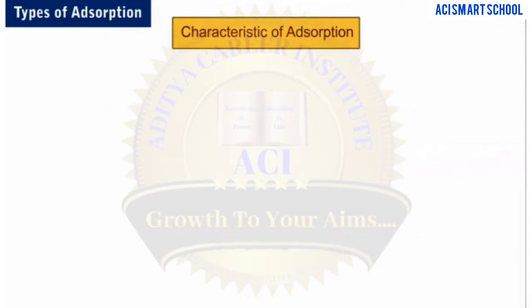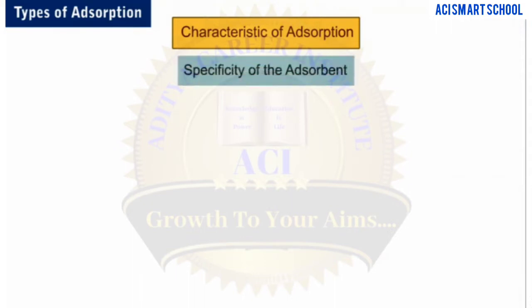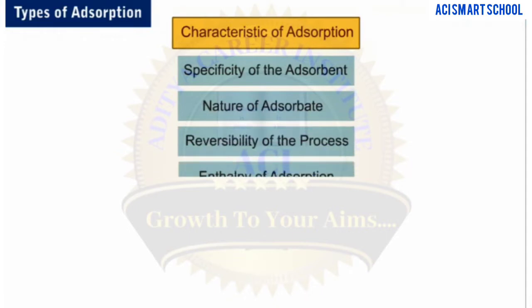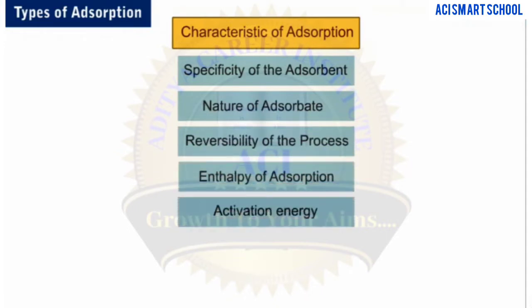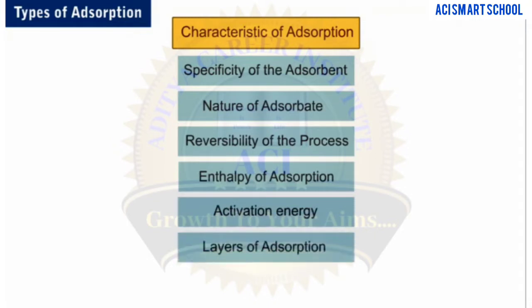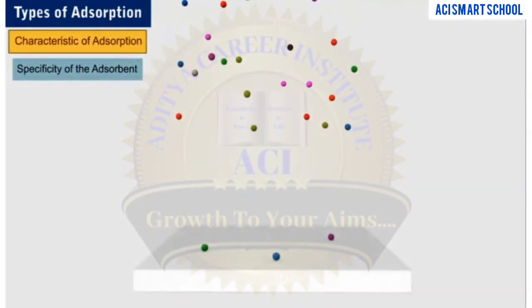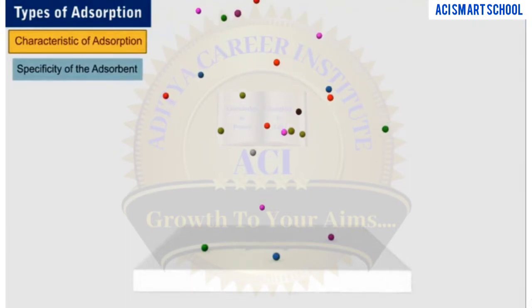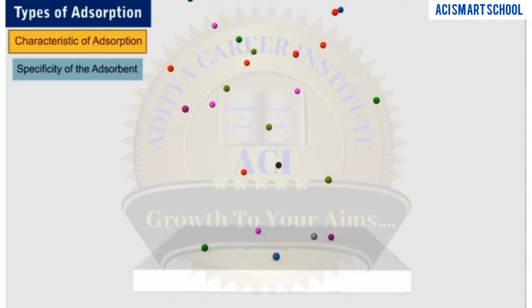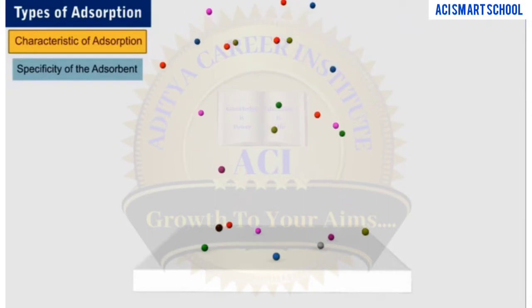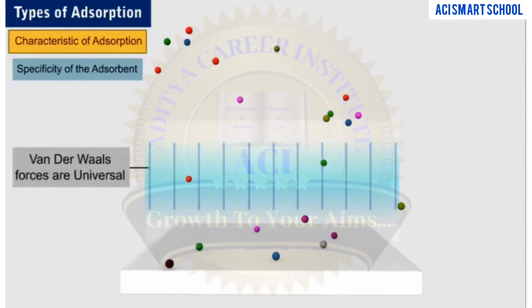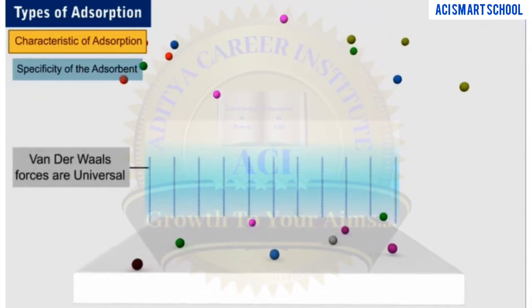The basic characteristics of adsorption depend on the specificity of the adsorbent, nature of the adsorbate, reversibility of the process, enthalpy of adsorption, activation energy, layers of adsorption, and surface area of the adsorbent. Let us discuss how each of these characteristics affect physical and chemical adsorption. In physical adsorption, the surface of the solid or the adsorbent has no specific preference for any type of gas molecules or the adsorbate because the van der Waals forces that act on the adsorbent and the adsorbate are universal.